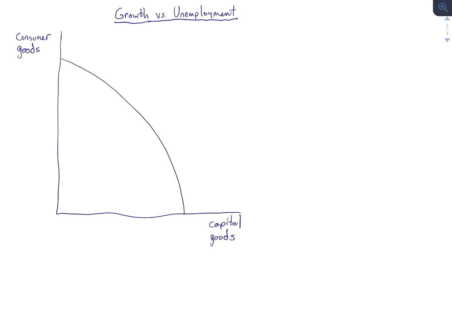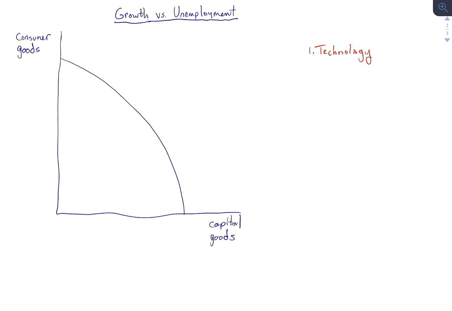Welcome to Production Possibility Curves Part 3. There are really a couple of ways to grow an economy. Technology. And they're all going to grow in similar ways, but let's talk about this.